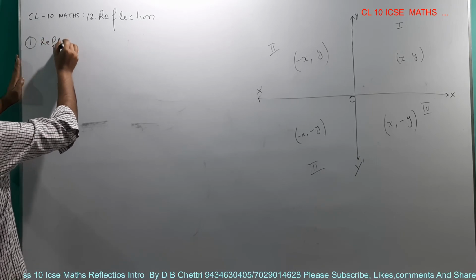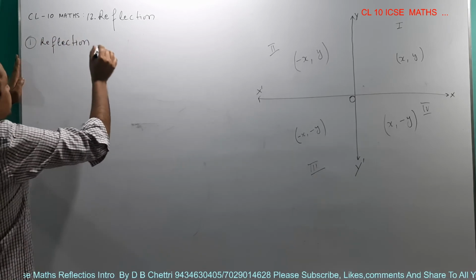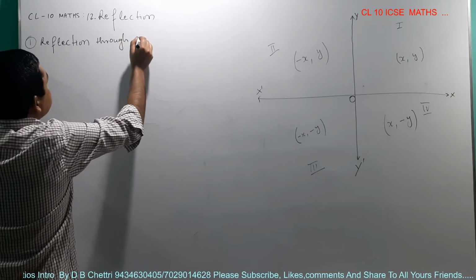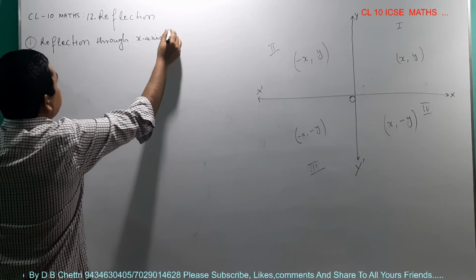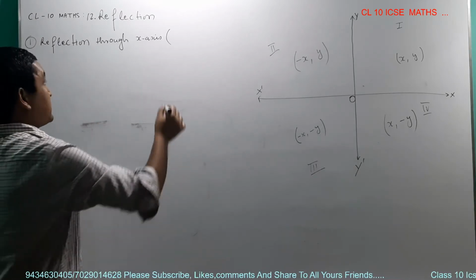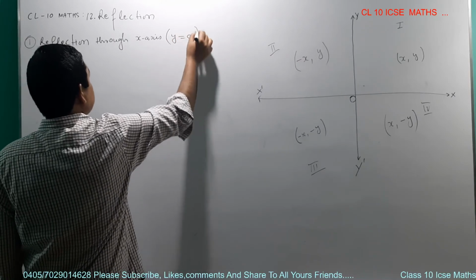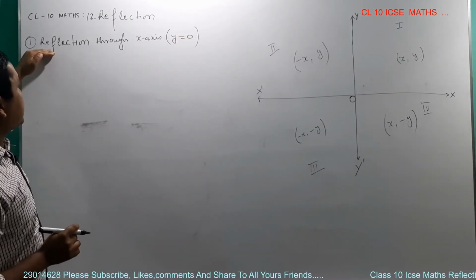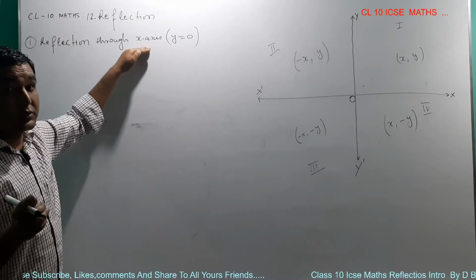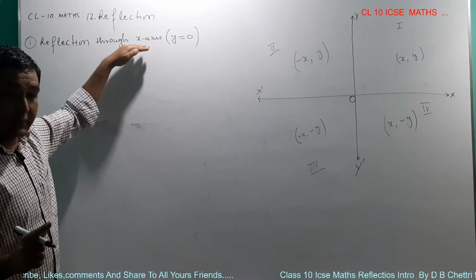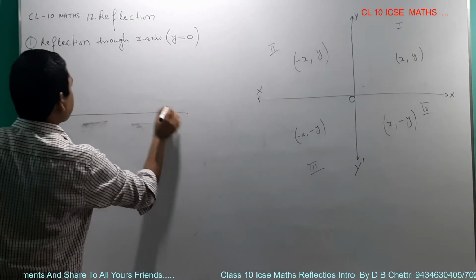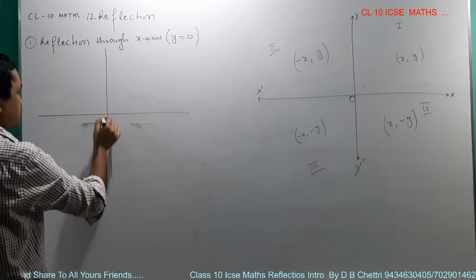Number one, reflection through the x-axis. Remember, sometimes in the case of the x-axis they also say y equals 0. Don't get confused. The x-axis means y equals 0. If a question asks you to find the coordinate of the image by reflection through y equals 0, remember that the question is saying the x-axis. Now, this is the x-axis, and this one is the y-axis. This is their origin.